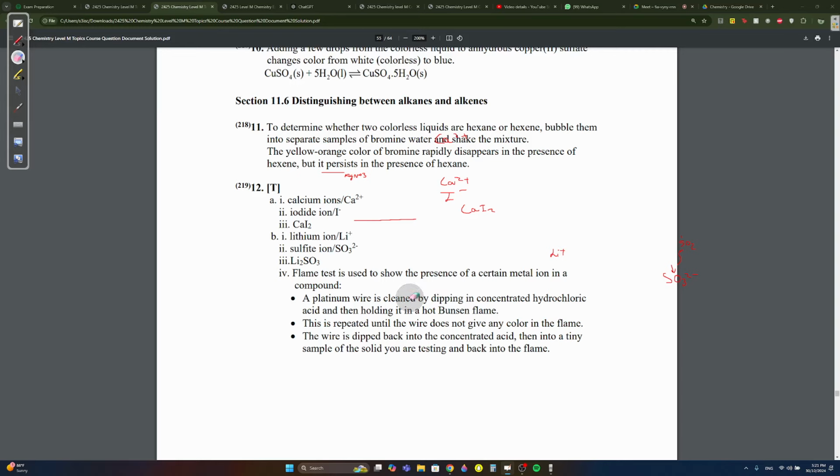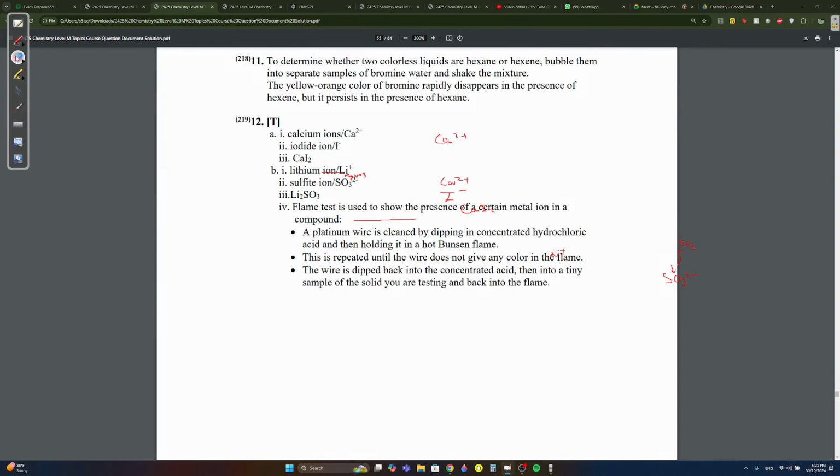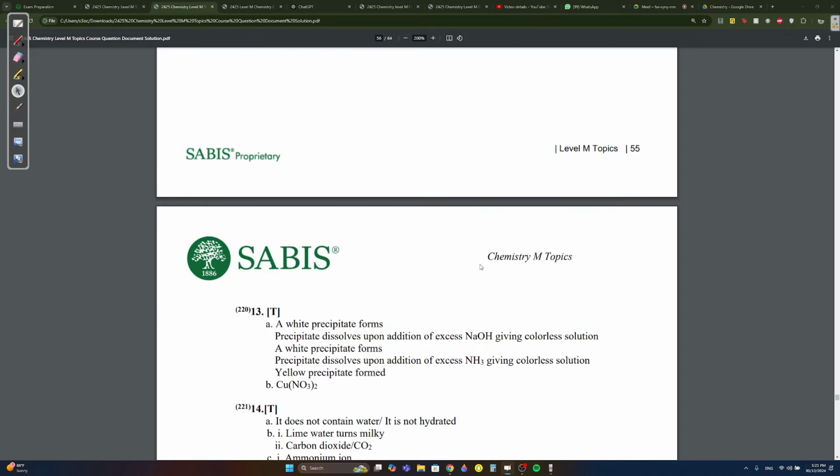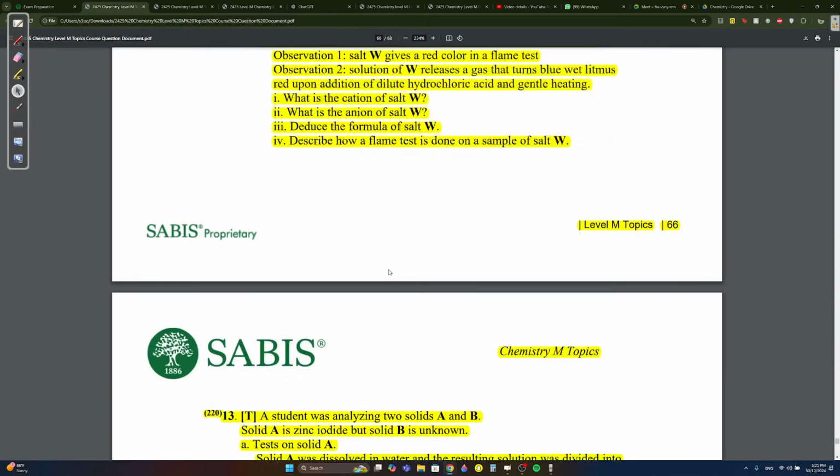And the flame test: a platinum wire is dipped in concentrated acid, and then held in a hot flame. This is repeated until the wire does not give any color in the flame. Okay, you can memorize this. So first for flame tests, you take your wire, you dip it in acid, because hydrochloric acid gives you a colorless flame. You keep on dipping it until you get a colorless flame over the Bunsen burner. When you get a colorless flame, then you dip it into whatever you're testing, and then you put it back onto the flame, and the color you get is the color of the sample you're testing.